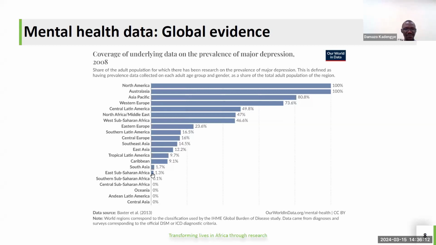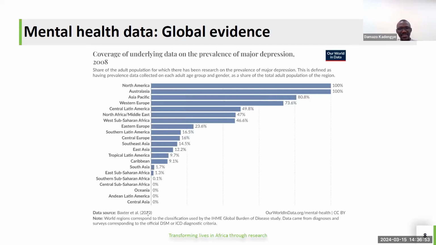East Sub-Saharan Africa, this basically shows the share of the adult population for which there has ever been research on the prevalence of major depression, which is defined as having prevalence data collected on each adult age group and gender as a share of the total adult population of that particular region. So you can see here toward the bottom of this graph that we have a little bit of a challenge for Africa. Central, Southern, and Eastern Sub-Saharan Africa. It is showing us that it's really very low.